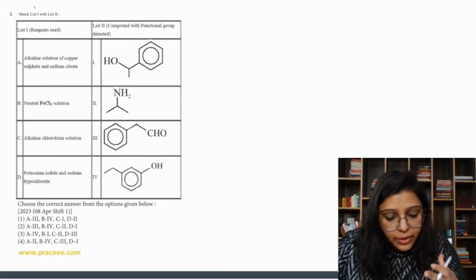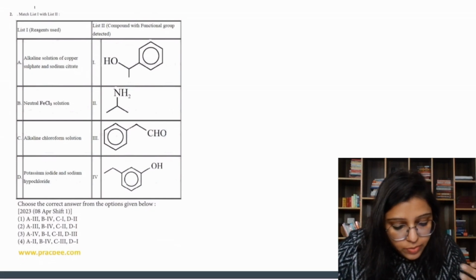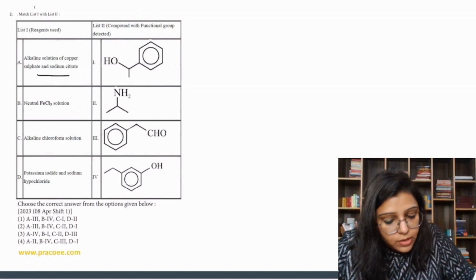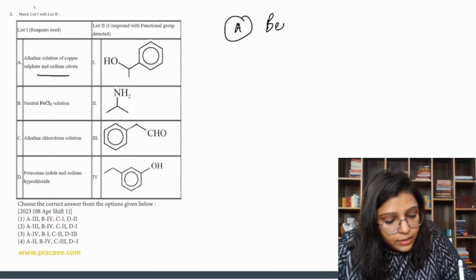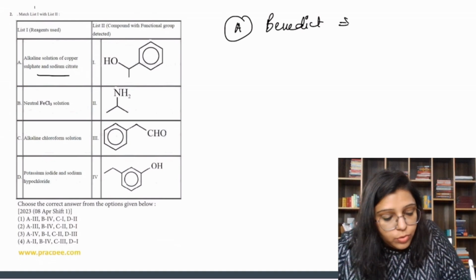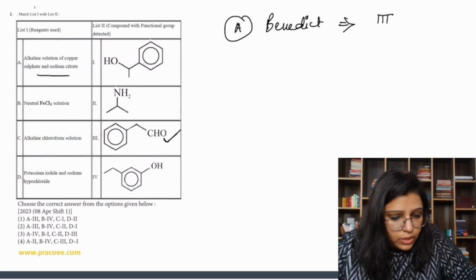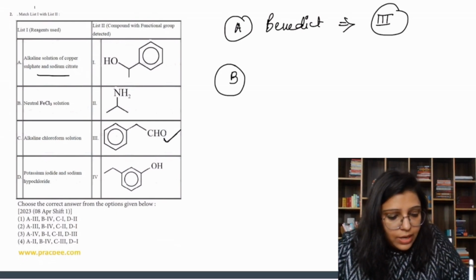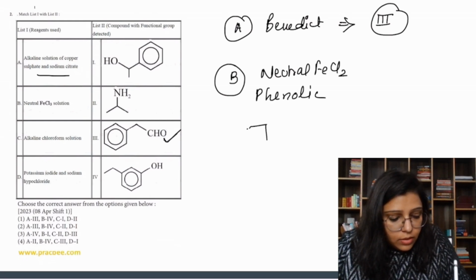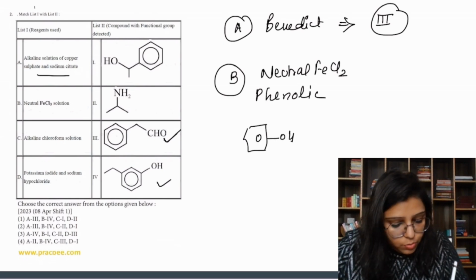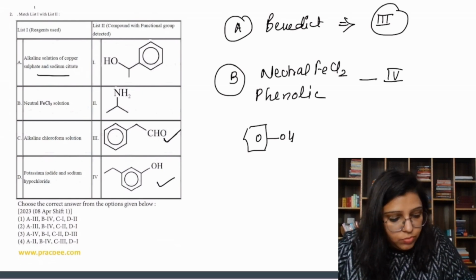List 1 is the reagent used and list 2 is the compounds with functional group, detection of functional group. So we have alkaline solution of copper sulfate and sodium citrate. So this is going to be the Benedict reagent. Benedict reagent is used to detect aldehyde group. So we have aldehyde group in option number 3. Now second, neutral FeCl3. That is for phenolic group. For phenolic group means OH should be bonded to the benzene ring. Yes, we have the option in fourth. So B can be matched with fourth.